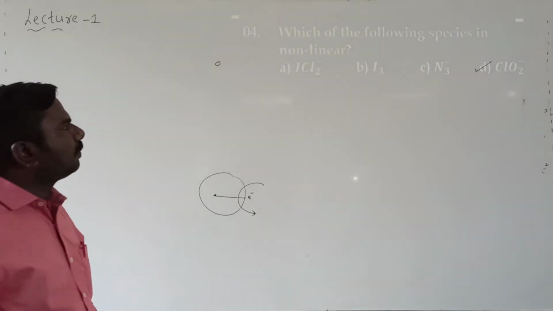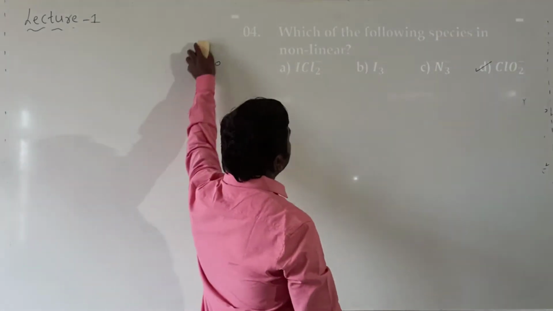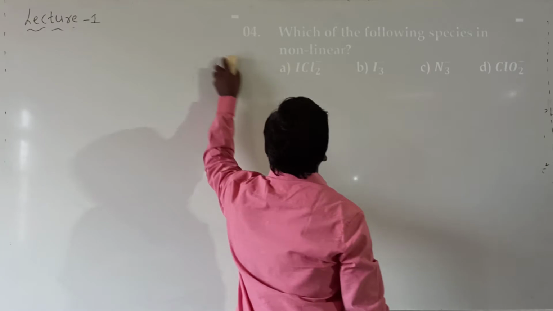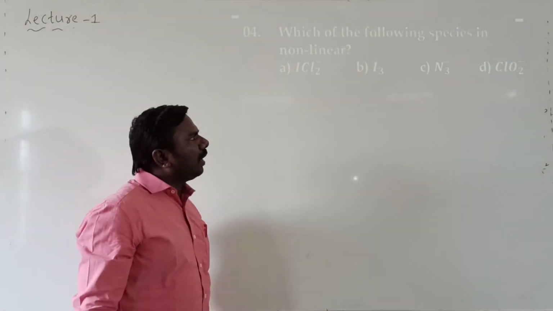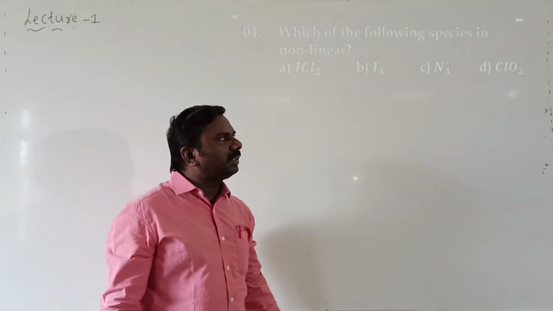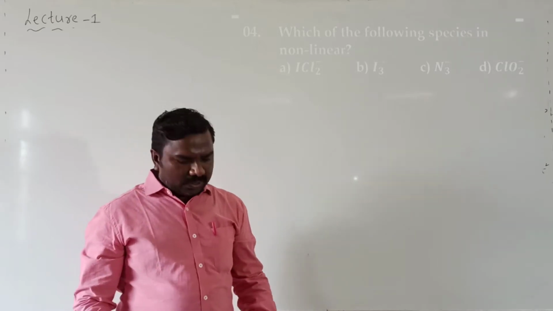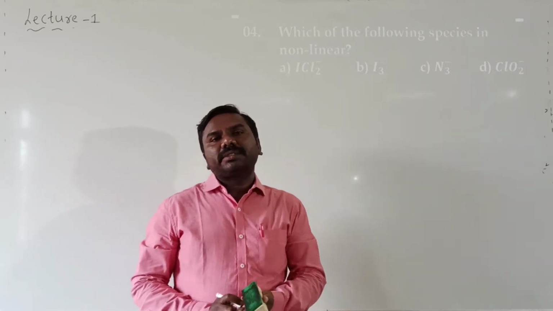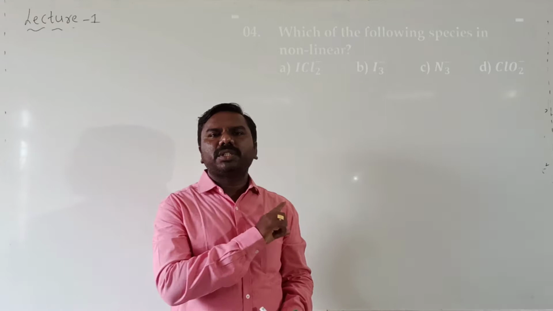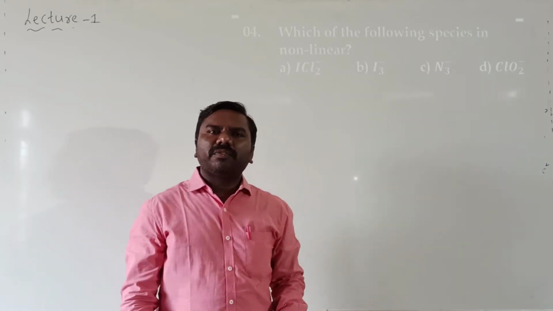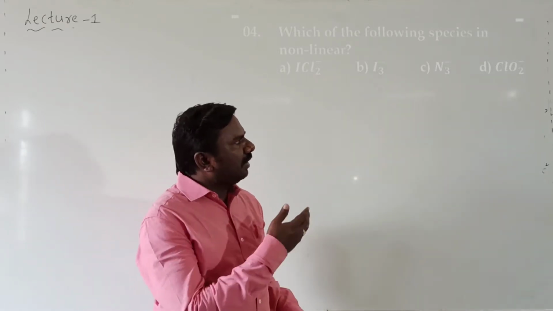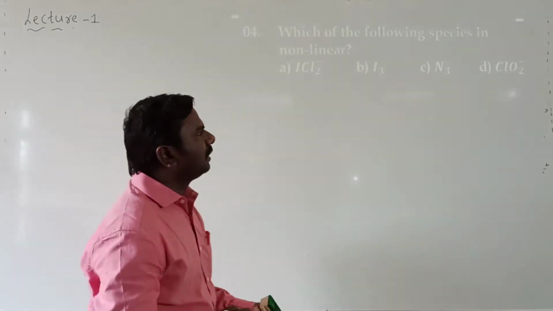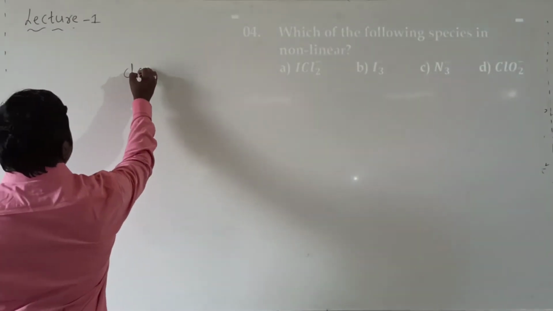Next, which of the following species is non-linear? ICl2, I3, N3 minus, ClO2 minus. Students, as I discussed in the last video, you have to find the hybridization in all these cases, then you can find the real answer here. So I will check the last option, that is ClO2 minus.